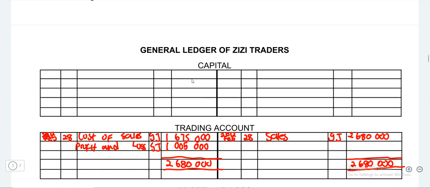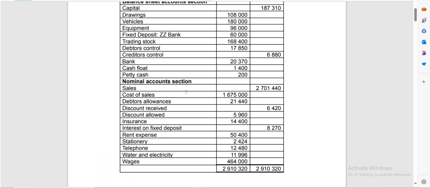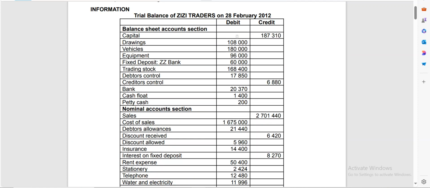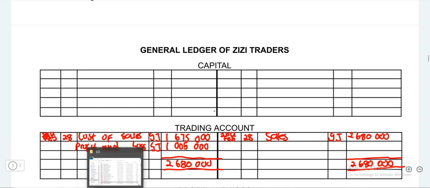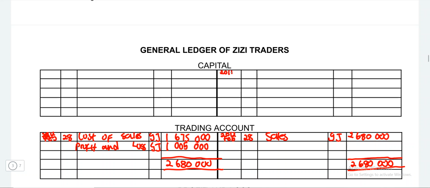And then the other thing that you can also make sure that you do is to insert your capital balance, since that information was given to you. So what you need to do is that you need to make sure that you check what was your capital balance. Your capital balance, according to this, is 187,310. So you're going to insert it here. So we're going to say that on the 1st of March, remember the beginning of the year is March, so we're going to say here 2011 March, and then the first, then our balance brought down.